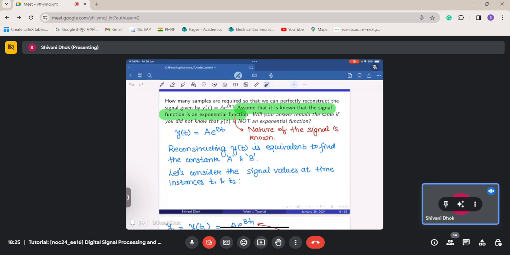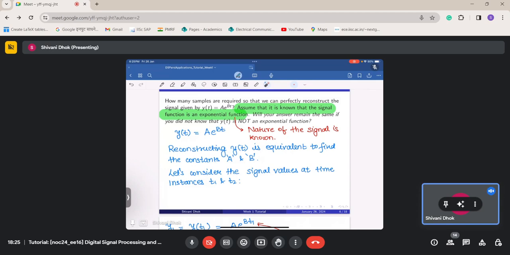So the number of samples that you will require in 1 second will be equal to your sampling frequency, and you will require some fs sampling rate into the number of samples to reconstruct it back. Everything will depend on the Nyquist criteria, how many samples you need per second to reconstruct back the original signal.